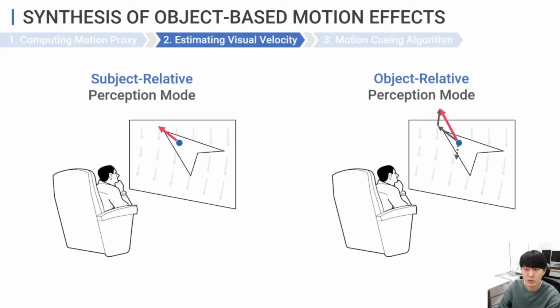Now let's move on to the second step, estimating the visual velocity. This step aims to generate motion effects matching the visually perceived motion of the motion proxy. To this end, we formulated the visual motion vector by referring to Duncker's two modes of object motion perception and motion field equations. And then we designed our algorithm to support the two modes, subject-relative mode and object-relative mode.